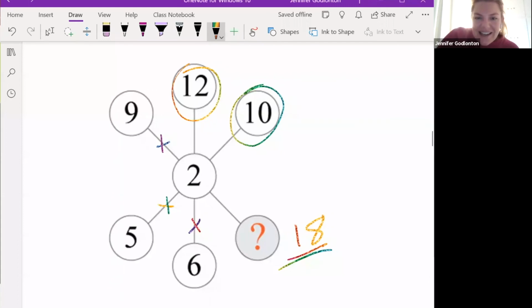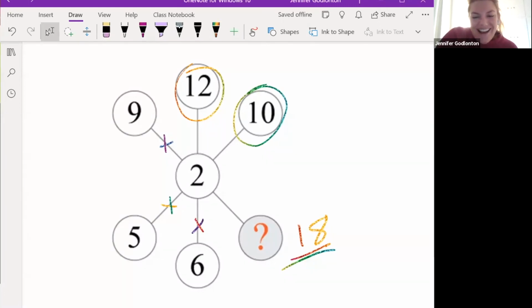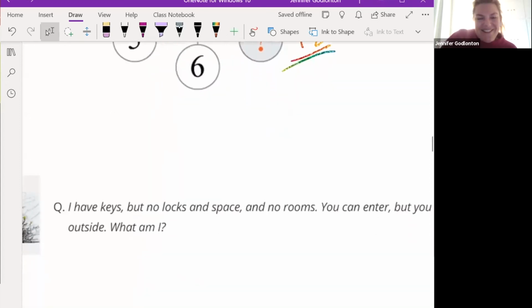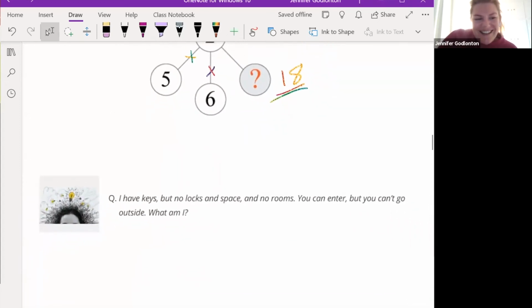So the next one we're going to look at is a riddle. Let's see if anyone can figure it out. I have keys, but no locks, and space but no room. You can enter, but you can't go outside. What am I? No, Kristen, and mushroom. A mushroom. A brain. Imagine a brain. Kristen got it in like 10 seconds. I'm so irritated.